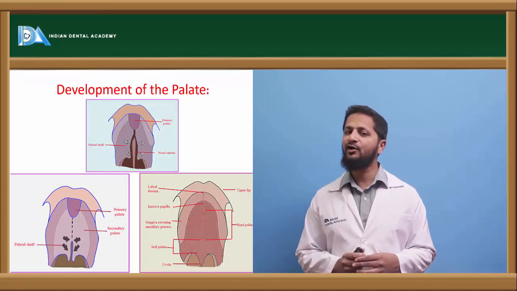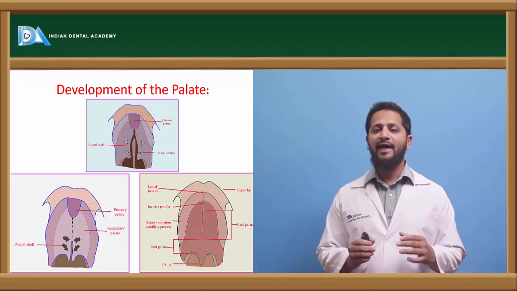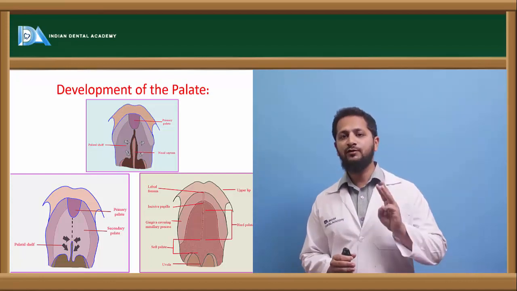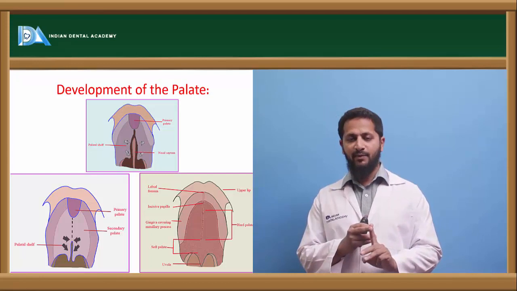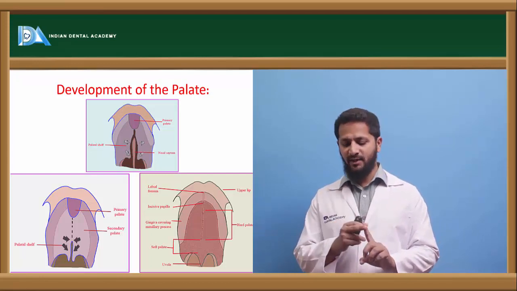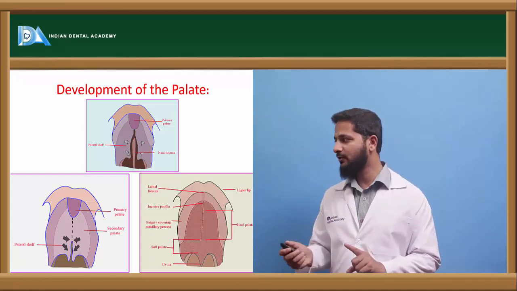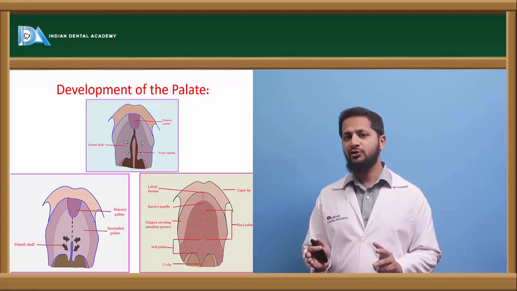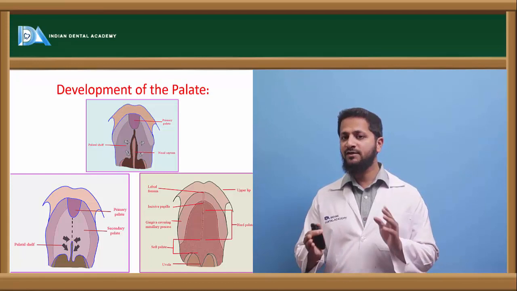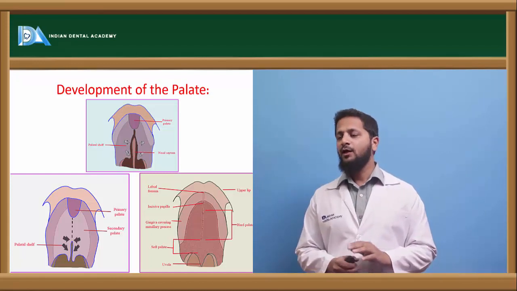Next, coming to the development of the palate. The palate is actually a contribution of two parts: the primitive palate and the secondary palate. The primitive palate is a contribution from the frontonasal process, and the secondary palate is a contribution from the maxillary process, and the palatal shelf is given out from the maxillary process.